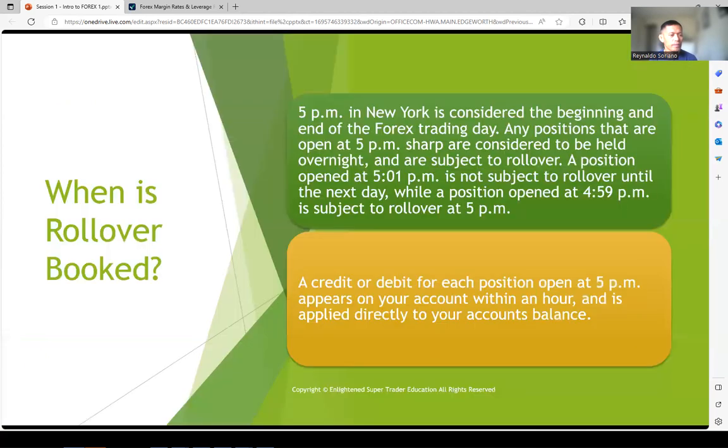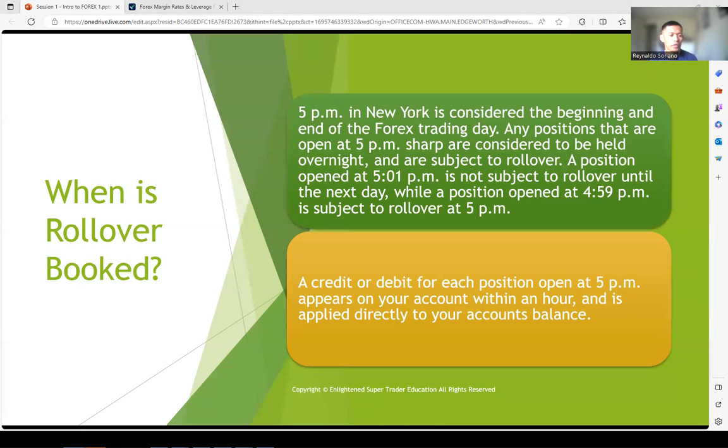Okay, gotcha. When is rollover booked? 5 p.m. New York is considered the beginning and end of the Forex trading day. Any positions that are open at 5 p.m. sharp are considered to be held overnight and are subject to rollover. So a position opened at 5:01 p.m. is not subject to rollover until the next day, while a position open at 4:59 p.m. is subject to rollover at 5 p.m.